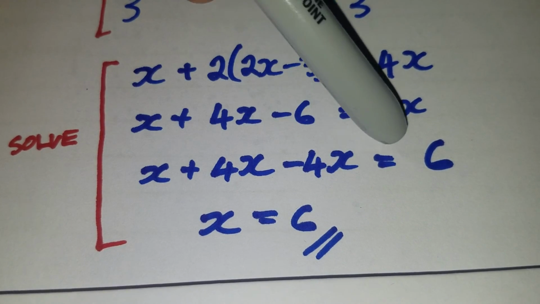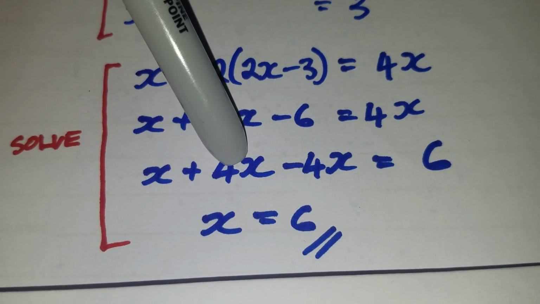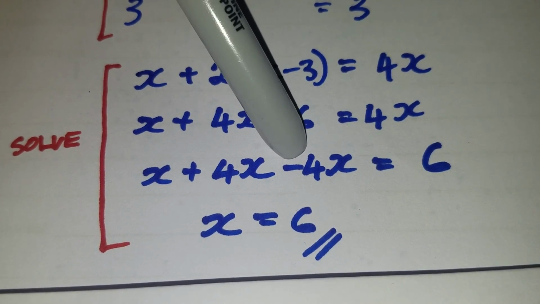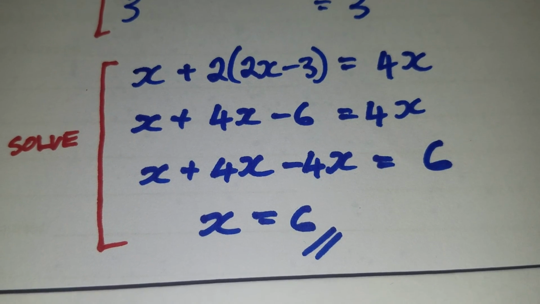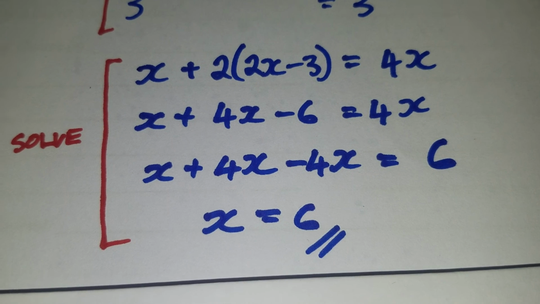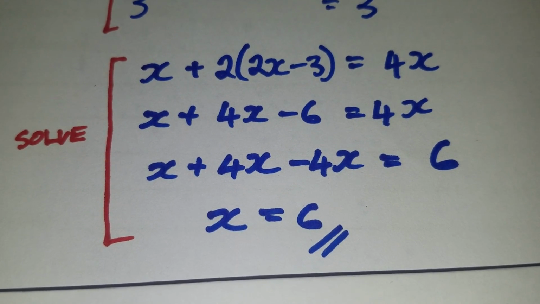So looking at all of this now, we group the like terms. X, 1x plus 4x is 5x, minus 4x is 1x. Therefore, 1x is equal to 6. And that's how we solve basic index equations.